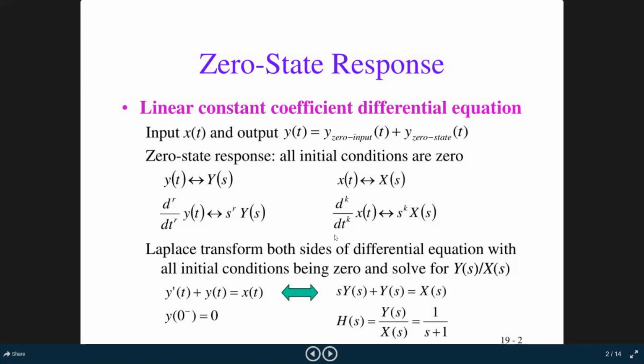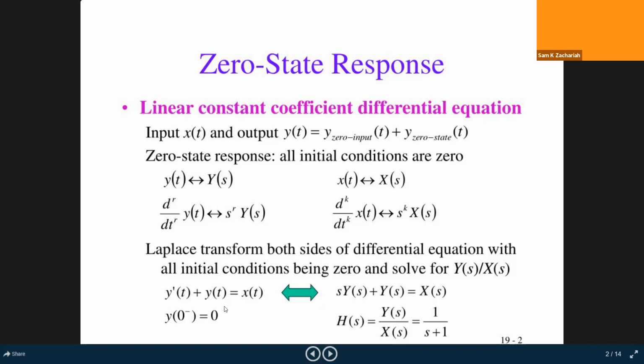Similarly, with respect to the input also, if x(0) is 0 and the first k minus 1 derivatives of x are also having 0 value, then you can have this Laplace transform expression.